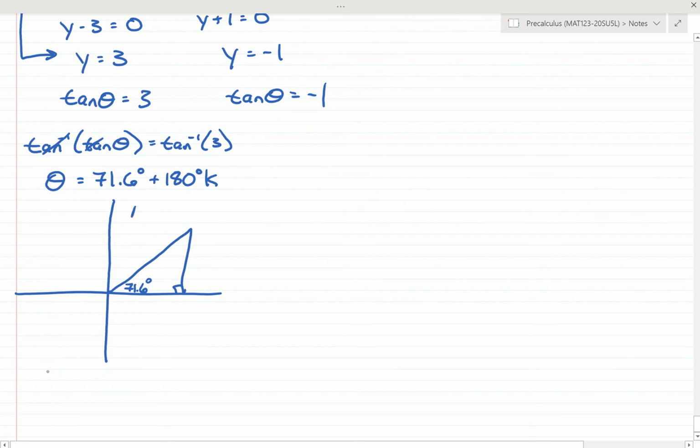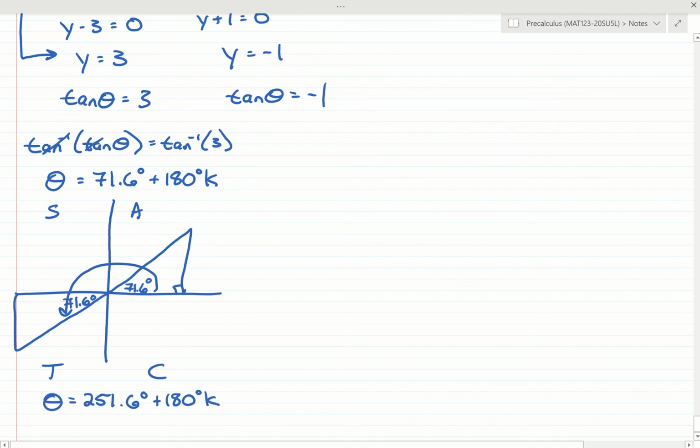And if all students take calculus, tangent would also be positive right here. This angle is 180 plus the 71.6, which is 251.6 degrees. We would add the period. We don't have to actually include that here because 71.6 plus 180 gives us that angle anyway, so you don't have to repeat that. It's redundant. Let's finish this by dealing with the other side. So when is tangent negative 1? Well, I know tangent is 1 at 45 degrees.